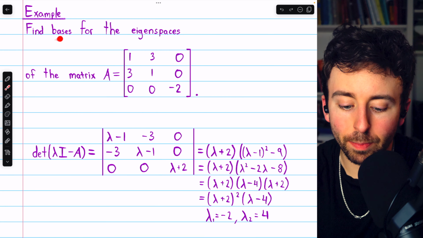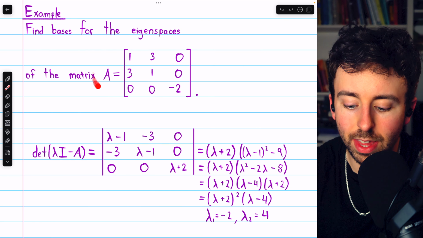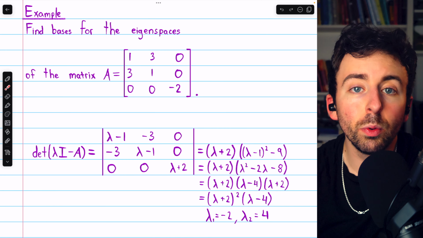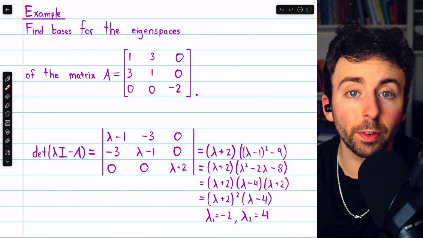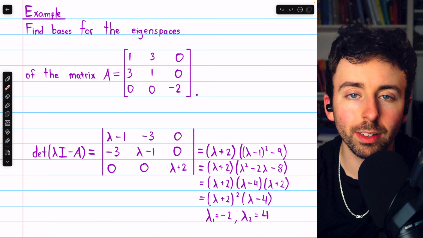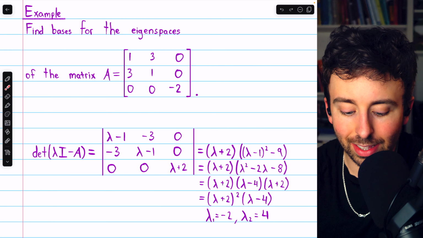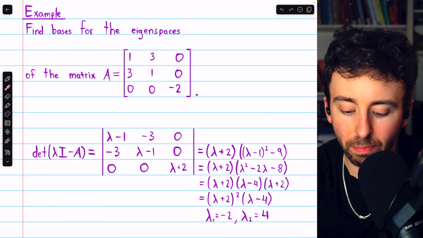Let's begin by finding bases for the eigenspaces of this 3 by 3 matrix. We'll do it again in a similar way to the previous example. It's just a little bit more difficult now because it's a 3 by 3 matrix. So we begin by finding the determinant of lambda I minus A.